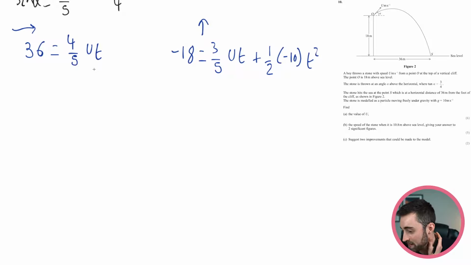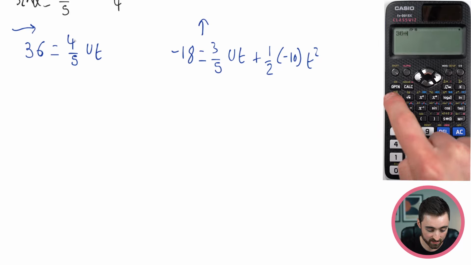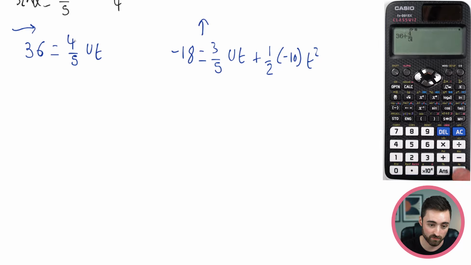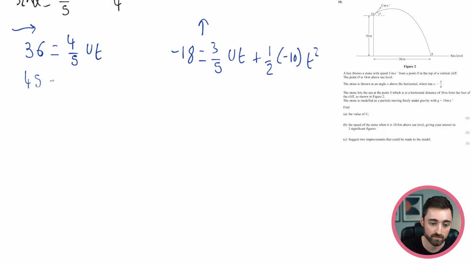So part B wants the speed. I feel like I want the t values here. I might not, but I'm going to get them anyway. It doesn't matter. Let's do 36 divided by 4 over 5 here. What am I going to get? 36 divided by 4/5 is going to get me 45. So 45 is equal to ut. Okay, that means let's get u on its own here. So u is going to equal 45 divided by t.